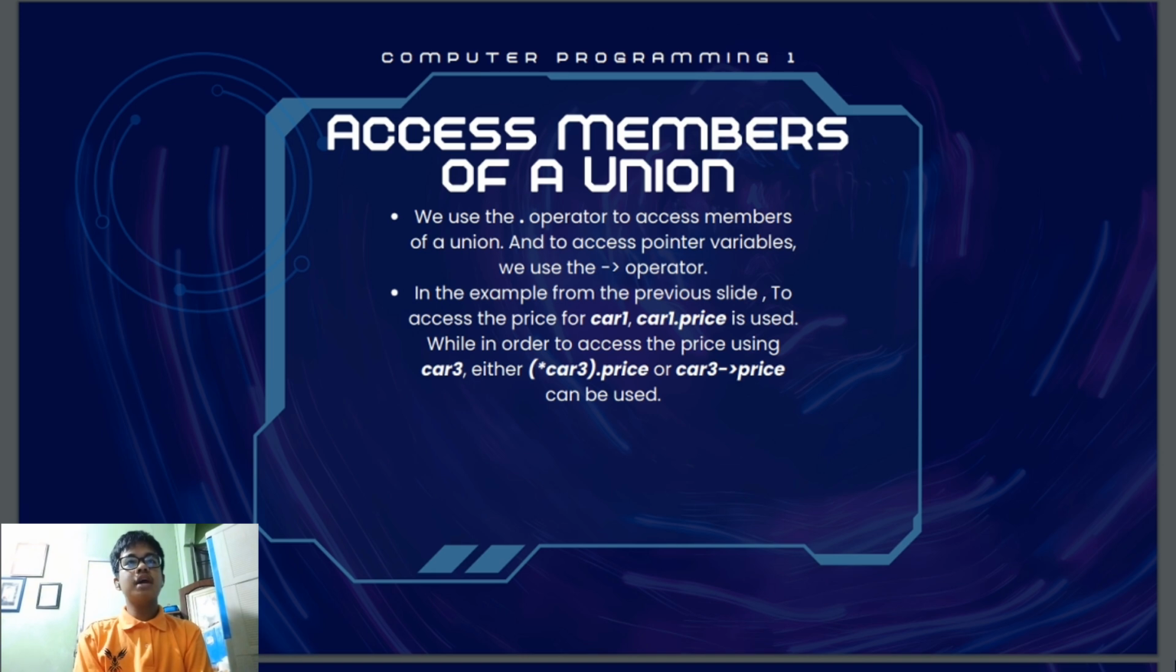Now let's proceed with accessing members of a union. We use the dot operator to access members of a union, and to access pointer variables, we use the arrow operator. In the example from the previous slide, to access the price for car1, car1.price is used, while in order to access the price using car3, either (*car3).price or car3->price can be used.